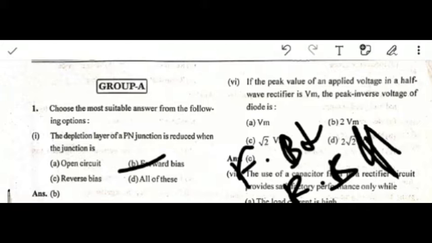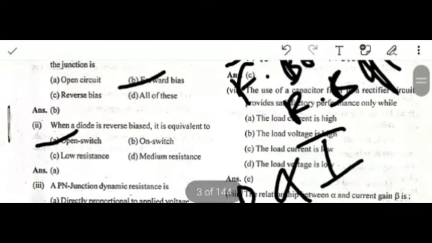So now in the sixth question, if the peak value of an applied voltage in a half wave rectifier is Vm, the peak inverse voltage of the diode is root 2 Vm. Now in the next question, the use of a capacitor filter in a rectifier circuit provides satisfactory performance only while the load current is low. Load current should be low. That's why a capacitor filter provides satisfactory performance. Option C will be the correct answer.